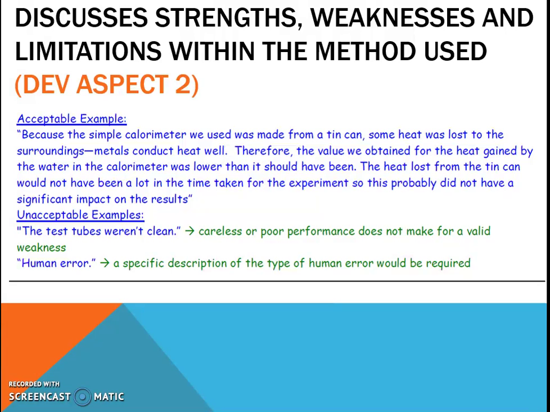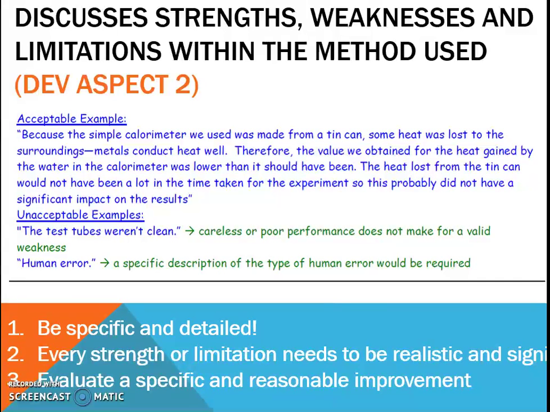So when we talk about both strengths and weaknesses, we want to be specific. So this is from another experiment about heating a can and making a calorimeter, which you may have done back in chemistry class. But it's specific and it's explained. Unacceptable things, whether strengths or weaknesses, are things that aren't explained or aren't specific. So test tubes weren't clean. I didn't have enough time. Human error. I might have messed up. Those are not okay answers. So to get credit here, you have to be specific and be detailed.